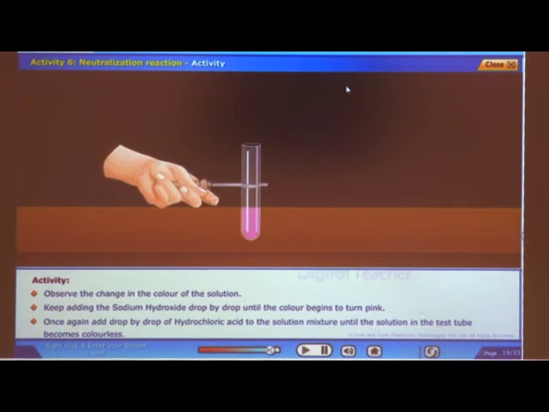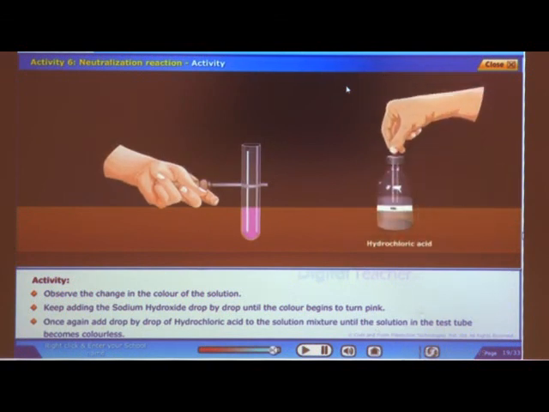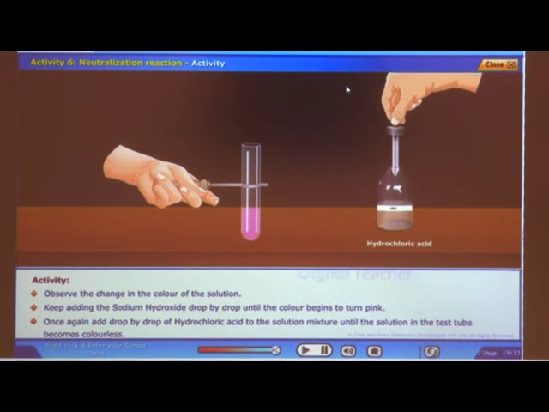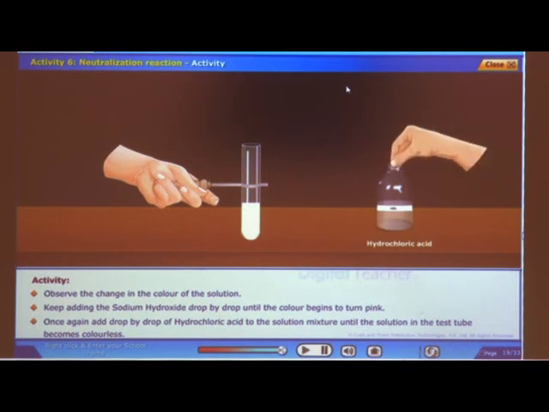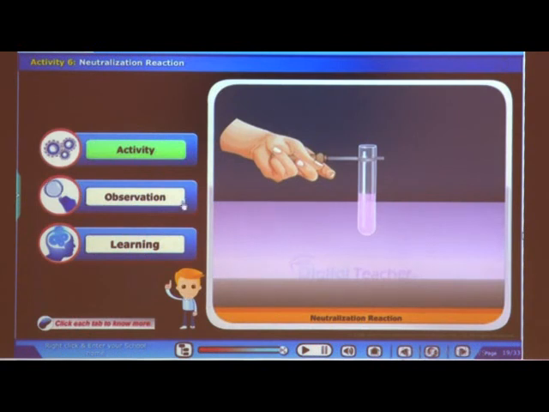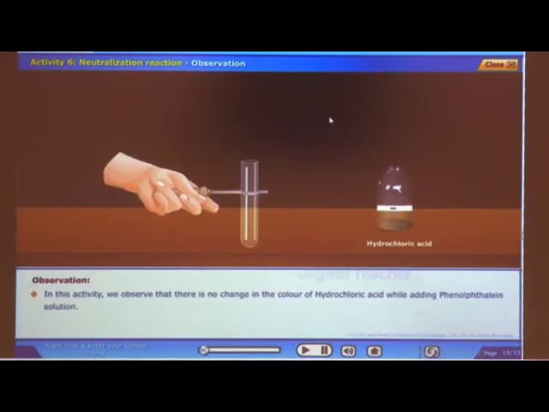Once again, add hydrochloric acid drop by drop to the solution mixture until the solution in the test tube becomes colorless. In this activity, we observe that there is no change in the color of hydrochloric acid while adding phenolphthalein solution.